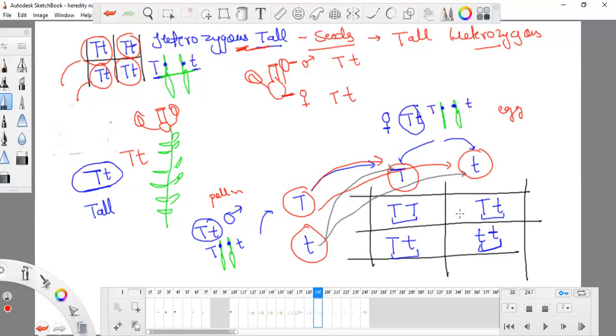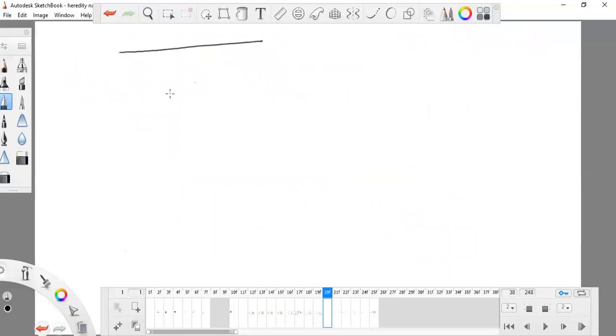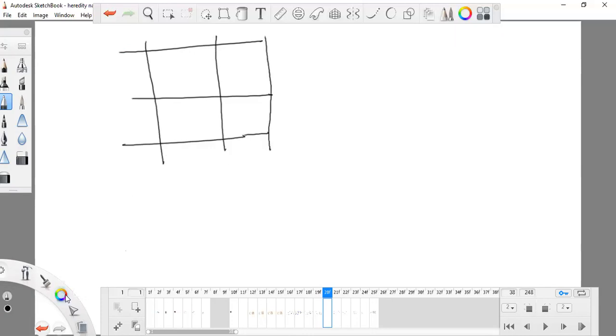Each and every time the gametes from parents, not all the cells, only the gametes like sperm and ova, pollen or egg, get half, and when they fuse with another gamete, they maintain the original number. Now these four things I'm getting are known as the F2 generation. I'm taking this on another page. That is the Punnett square. It looks like a square.